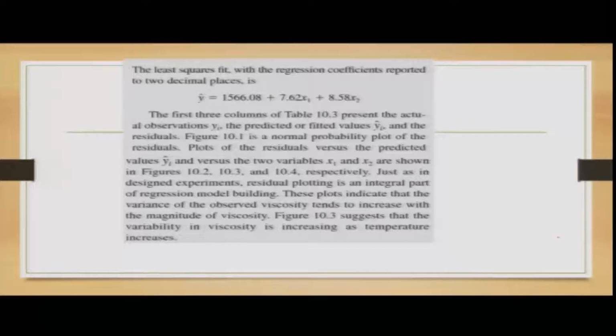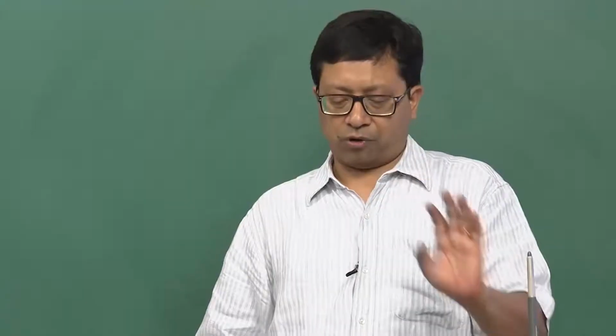Plots of the residuals versus the predicted values y hats and versus the 2 variables x1 and x2 are shown, which we are going to come to. Just as in a designed experiment, residual plotting is an integral part of regression model building. These plots indicate that the variance of the observed viscosity tends to increase with the magnitude of the viscosity, and figures later on will suggest that the variability in the viscosity also increases as the temperature increases. So, what I have just discussed, I am going to now show in a table or graph plot.